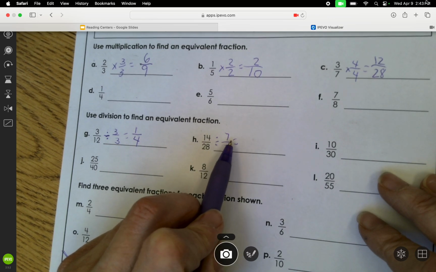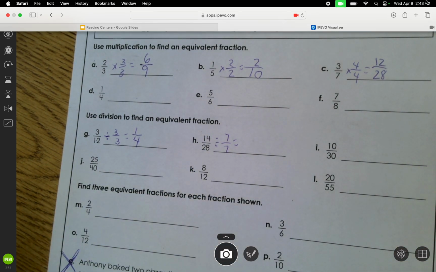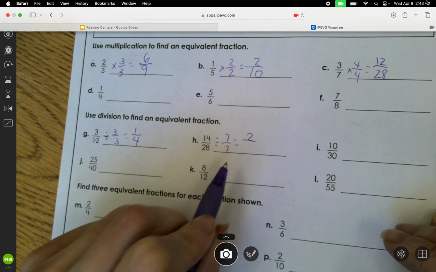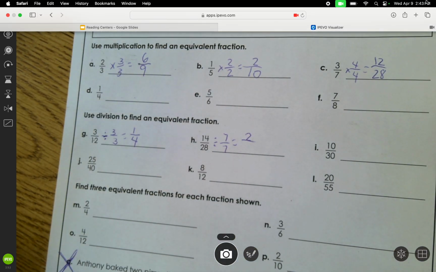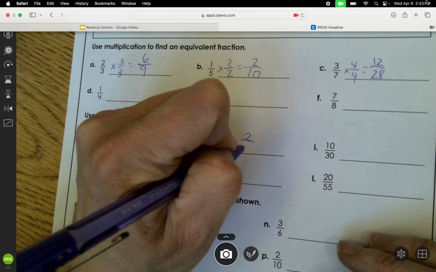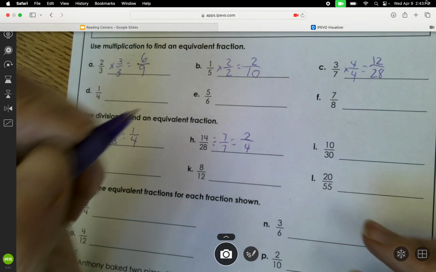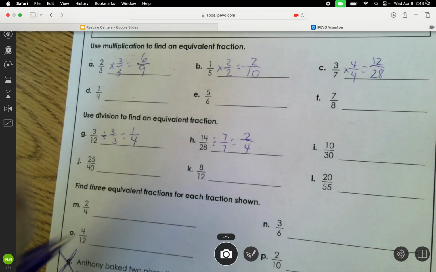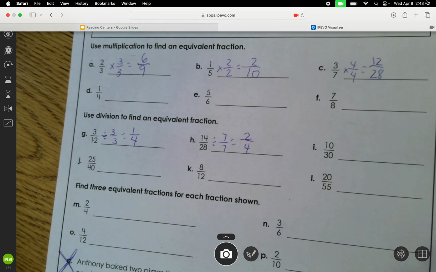14 divided by 7, I'm going to skip count by 7. 7, 14, I get 2. 28 divided by 7, I'm going to skip count by 7. 7, 14, 21, 28. 4 fingers, 2/4. That is an equivalent fraction, okay?